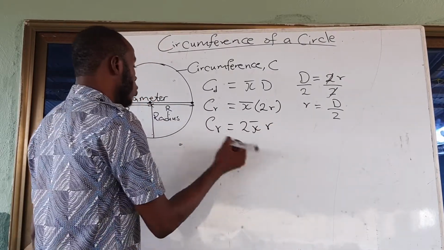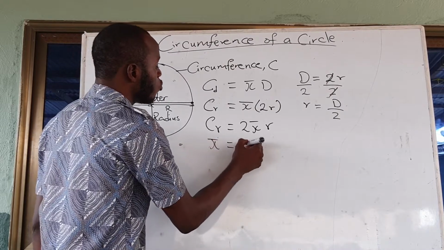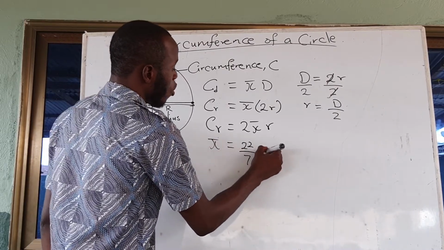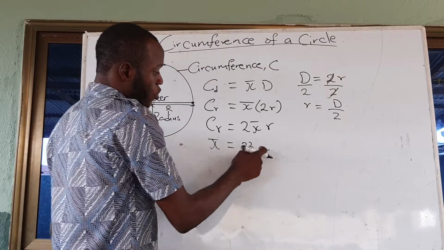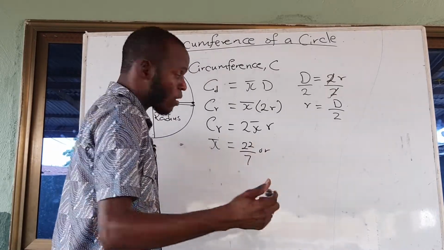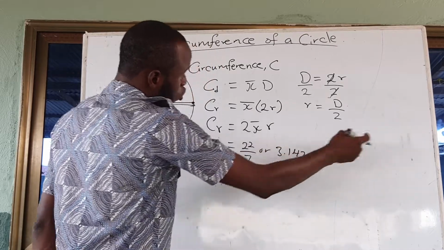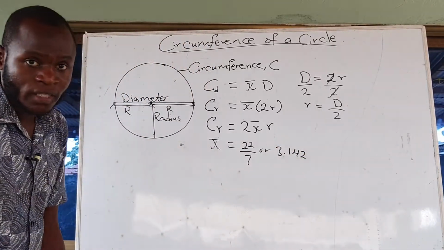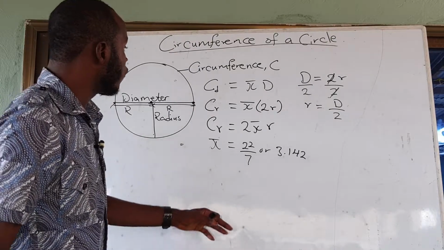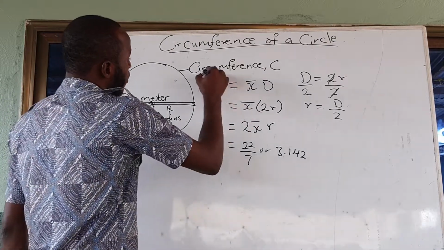And in most cases they will tell you that pi is equal to either 22 over 7, which when you write it in decimal form can be 3.142. It is long, but mostly they leave it in 3 decimal places.